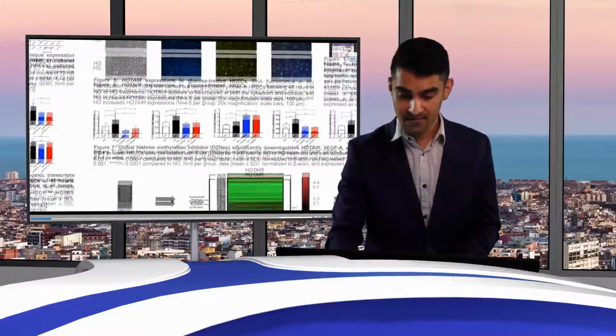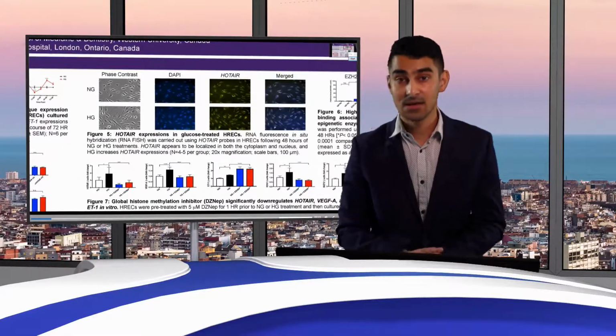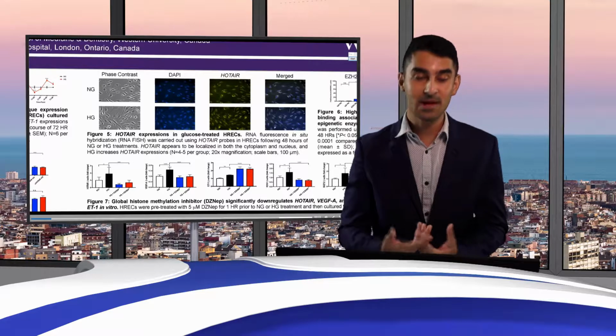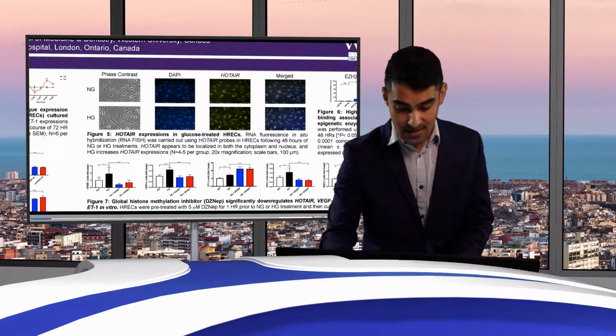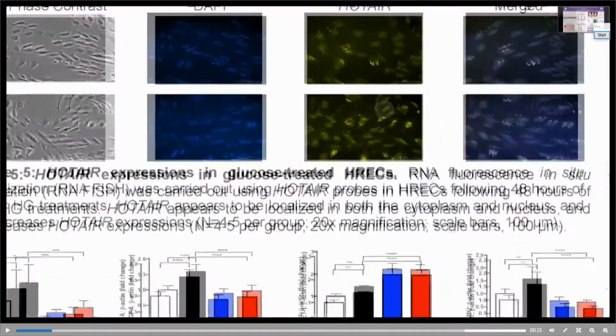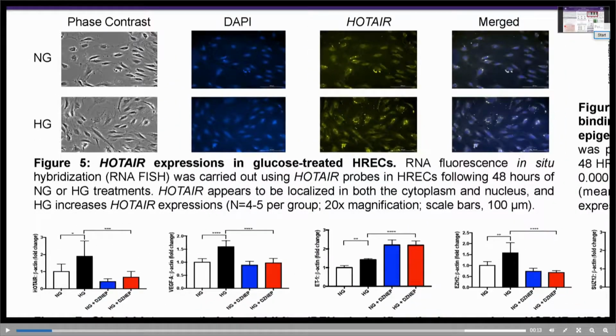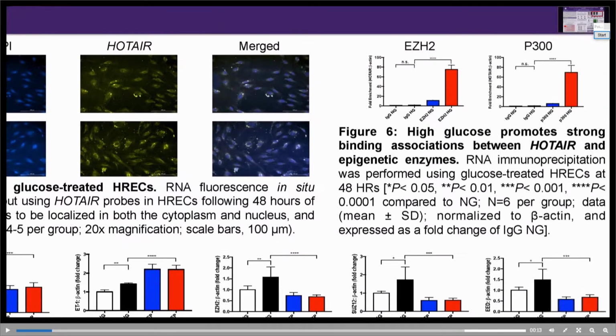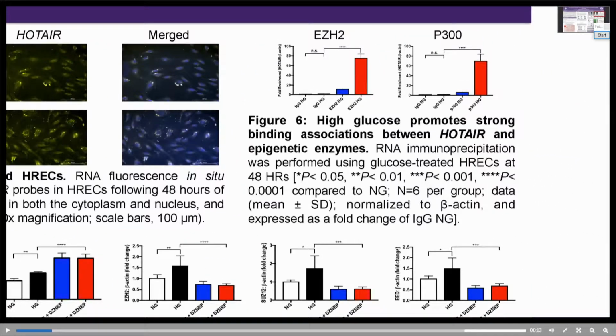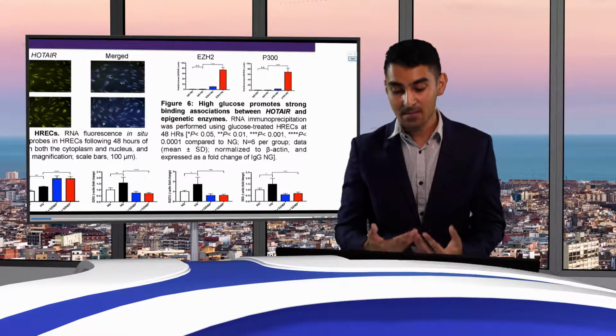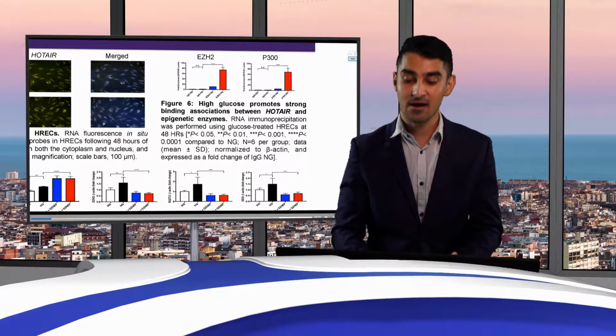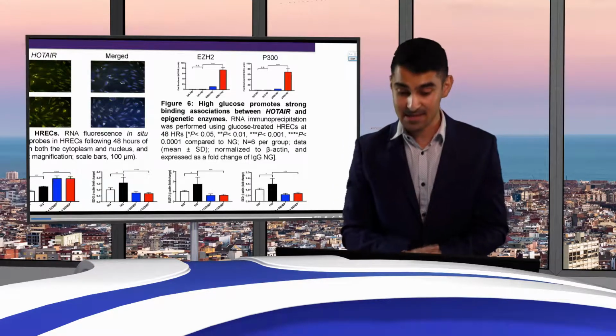For figure 5, we performed an RNA FISH because we wanted to determine the localization of HOTAIR. As you can see, high glucose not only promotes the expression of HOTAIR compared to normal glucose cells, but HOTAIR seems to be localized in the perinuclear region. For figure 6, we performed an RNA immunoprecipitation, and we found that high glucose promotes strong binding associations between HOTAIR and some of these epigenetic enzymes, as I mentioned earlier.